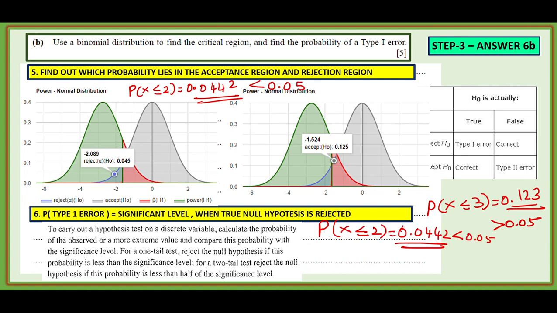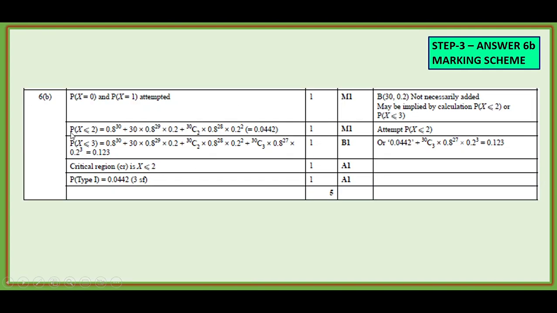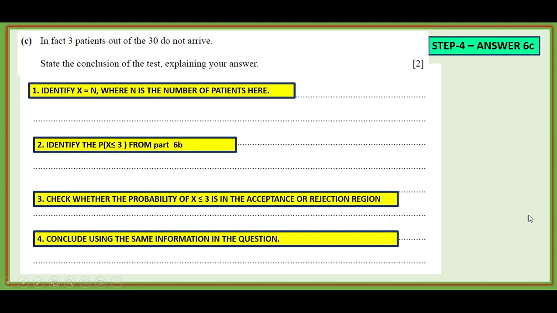For this information, we have marks from the marking scheme. For the probability of x less than or equal to 2, we need to attempt for 0 and 1 as well. Method mark 1: the probability of x less than or equal to 2 is calculated. Probability of x less than or equal to 3: 1 mark for each. And then we can understand that the critical region is x less than or equal to 2, where the probability of type 1 error is 0.0442 to 3 significant figures, and this will give us 5 marks.